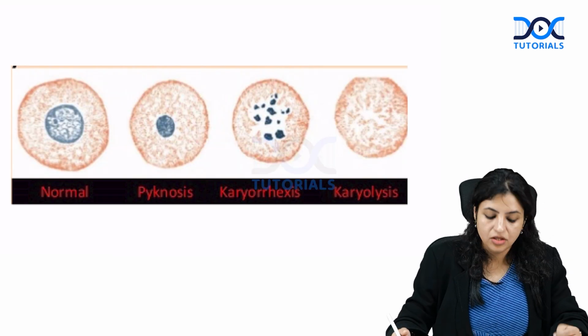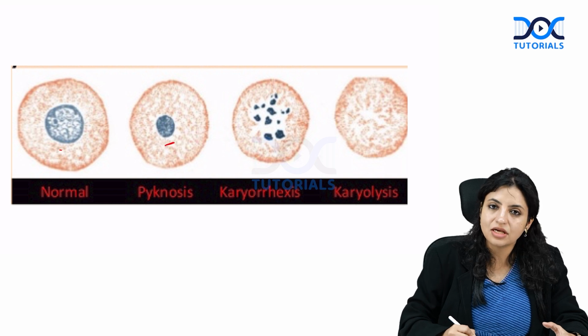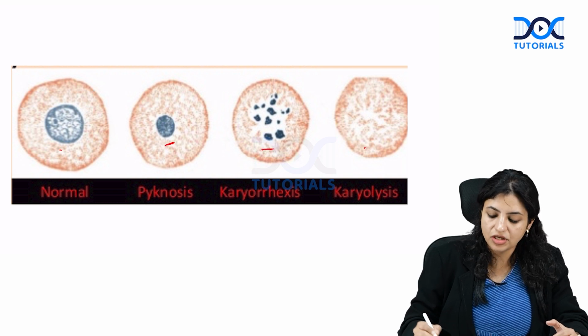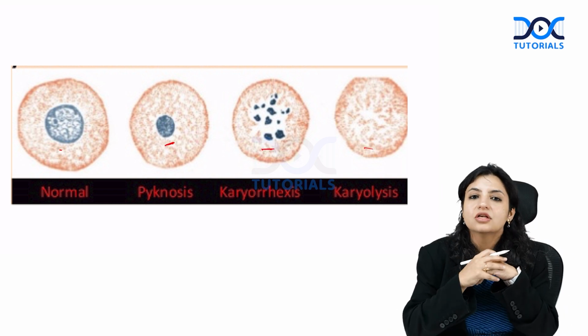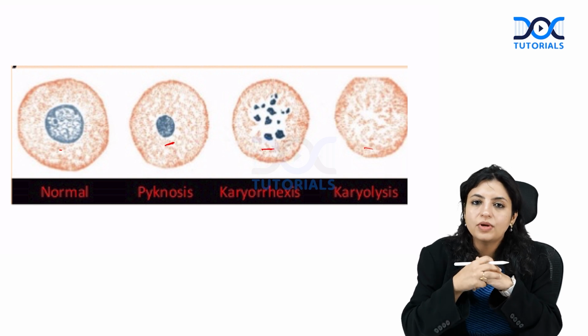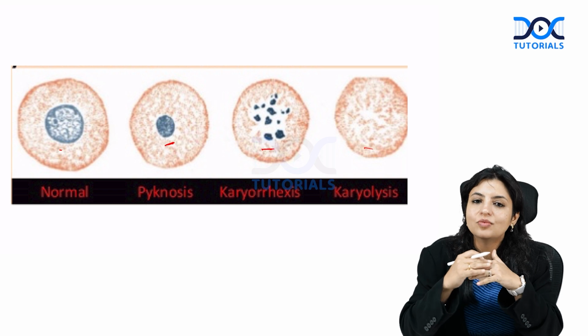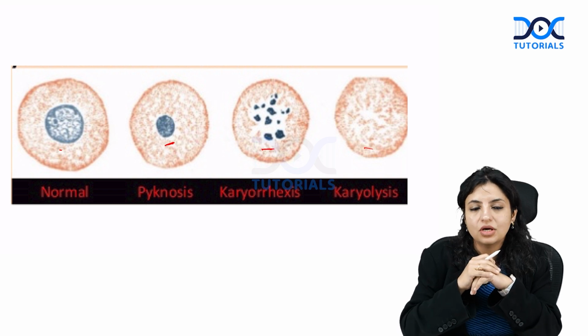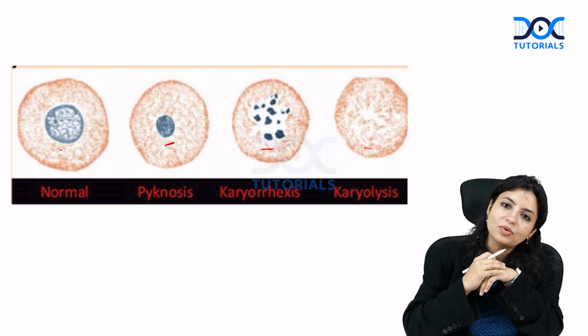And this is a normal cell. Then Pyknosis is like a dot, Karyorrhexis is fragmentation, and Karyolysis is complete dissolution. So that is what you have to know. These are the images that you should know before we go to necrosis. Now, once we are clear with these images, we can progress into necrosis and understand what all we need to know about it. Right, guys?